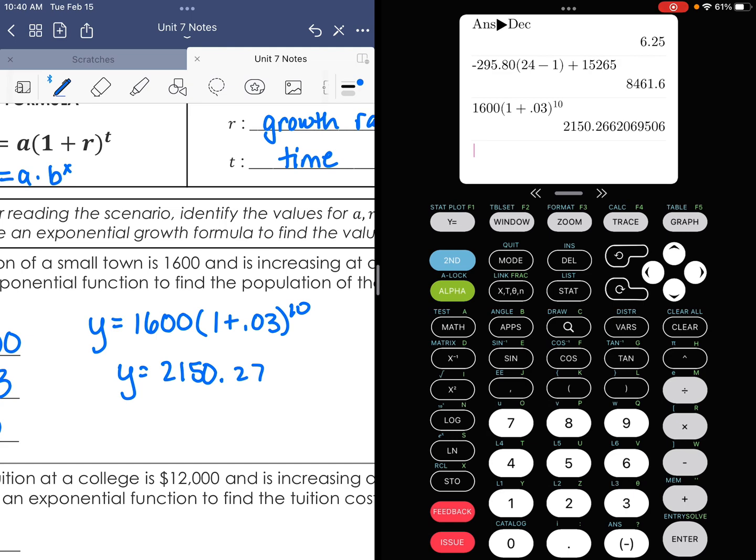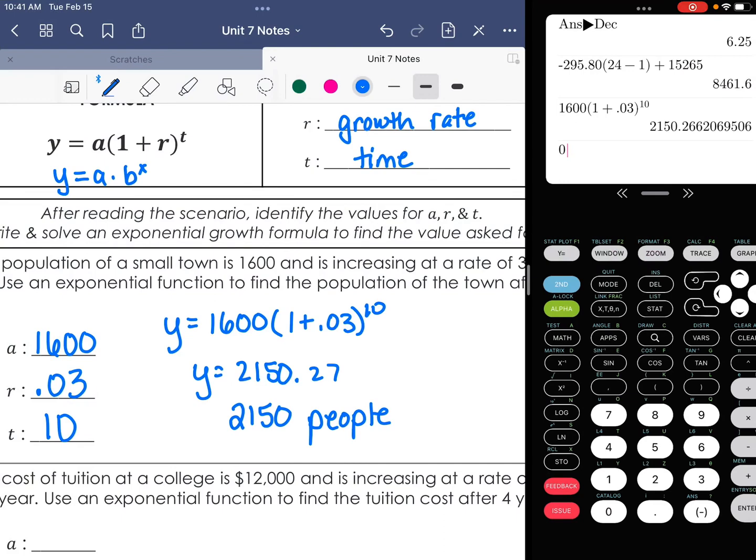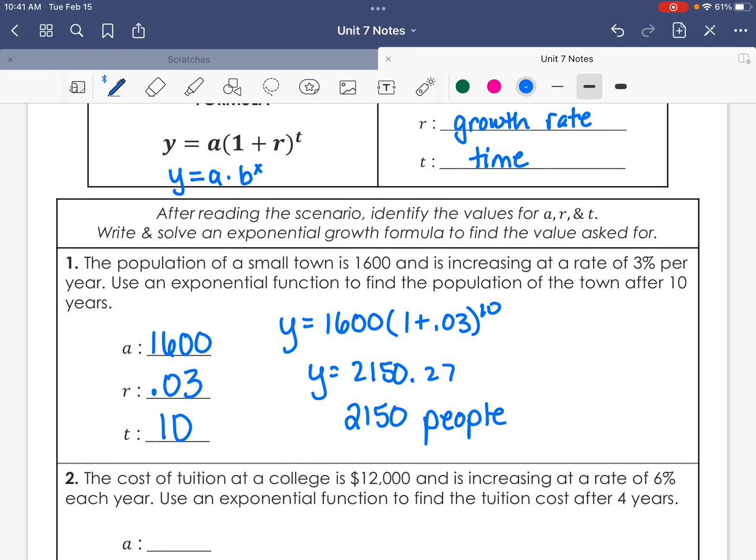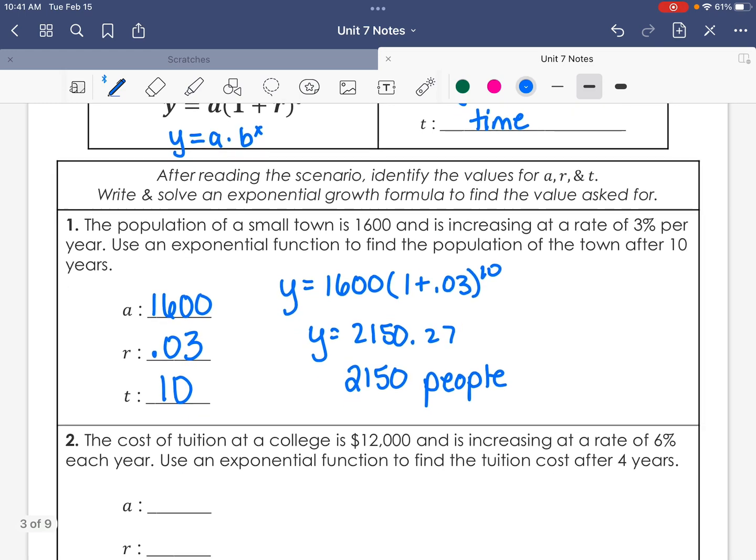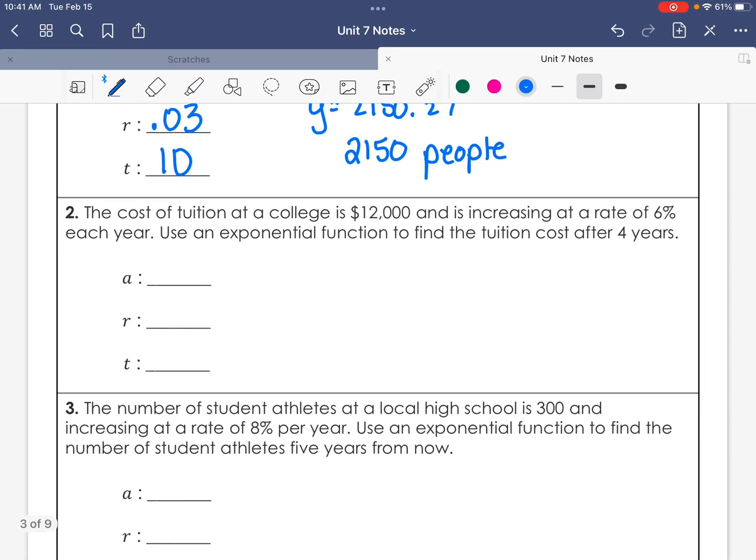Remember to round. We're going to do all these to the second decimal place. So 266 means that the 6 rounds the other 6 up to 7. However, that doesn't even matter because we're talking about people and we can't have 0.27 of a person. So the answer to this is 2,150 people is how many people we will have once the 10 years has passed.